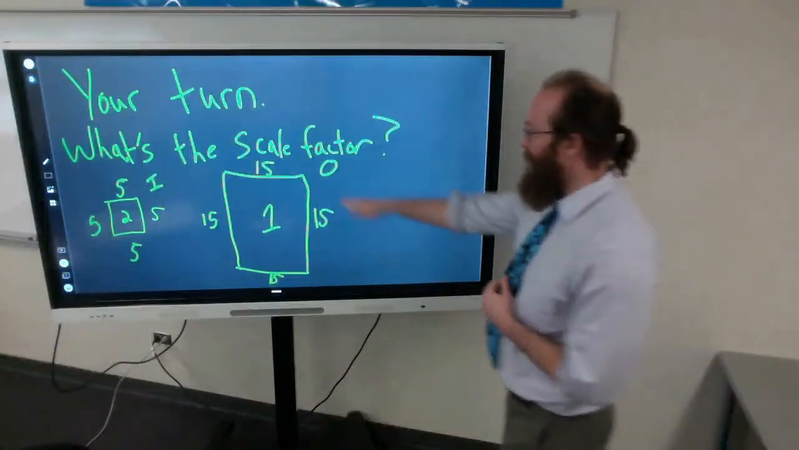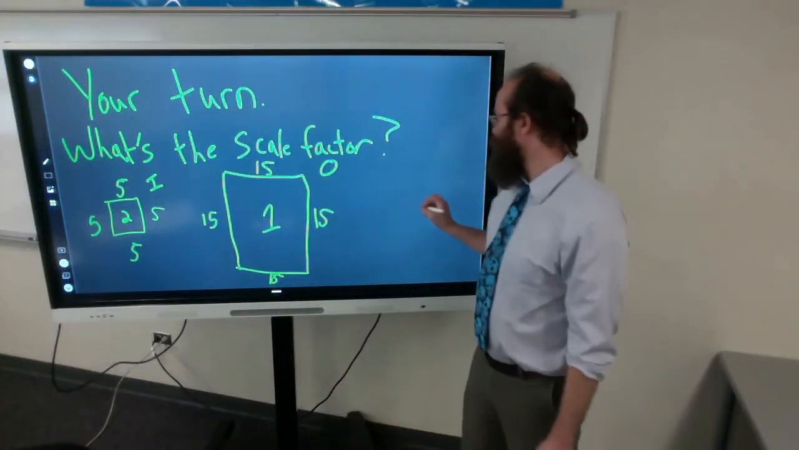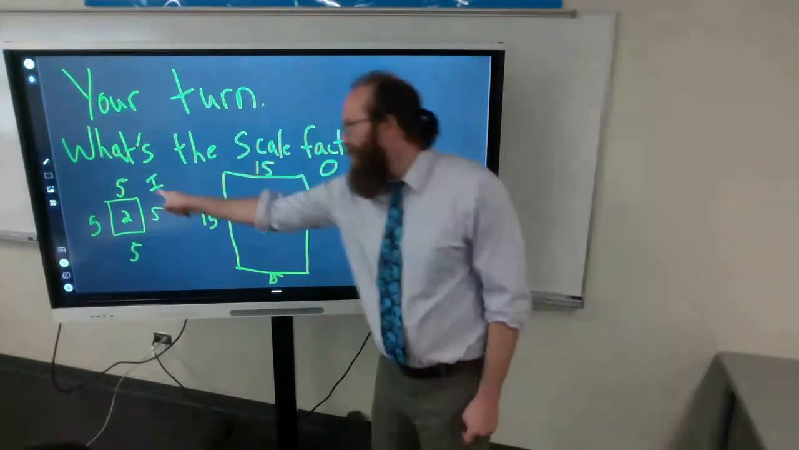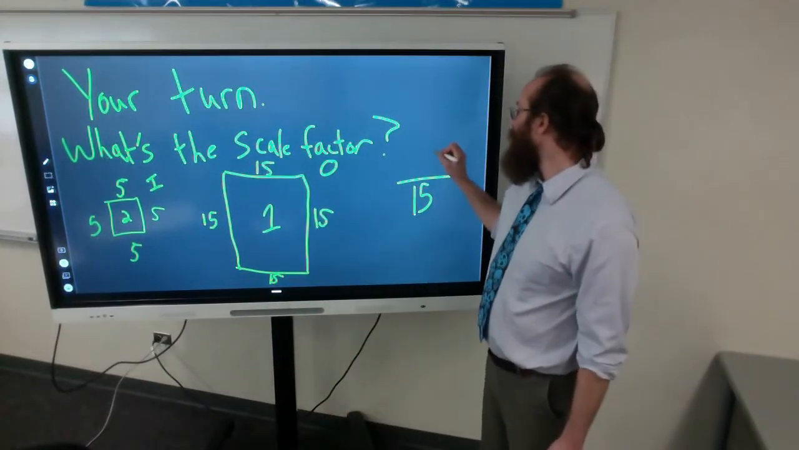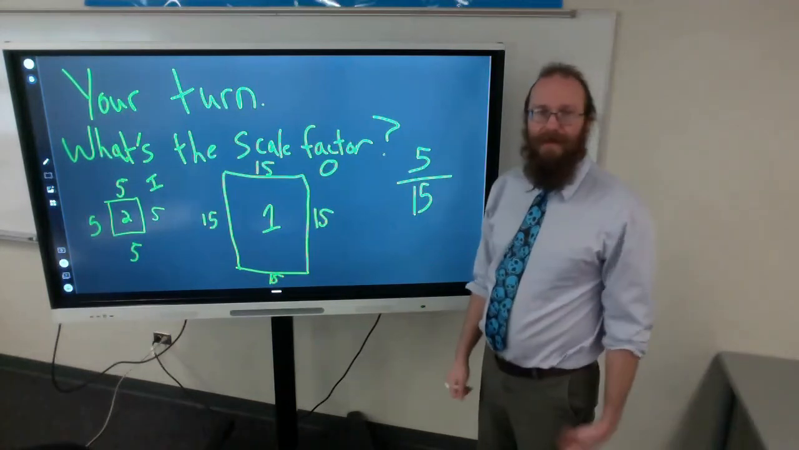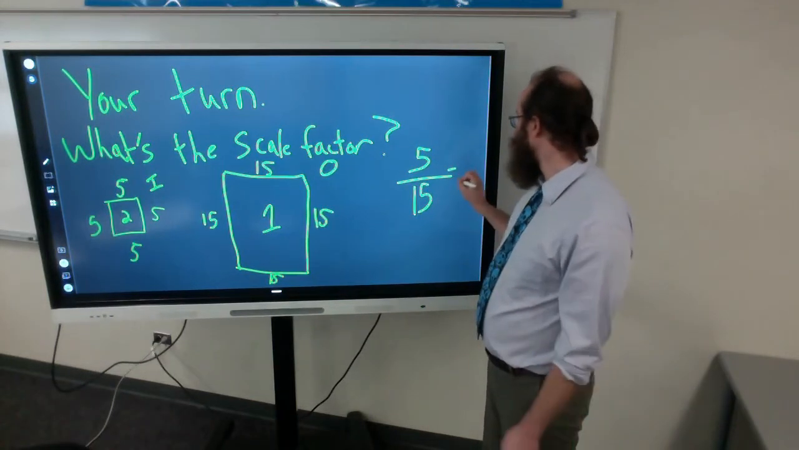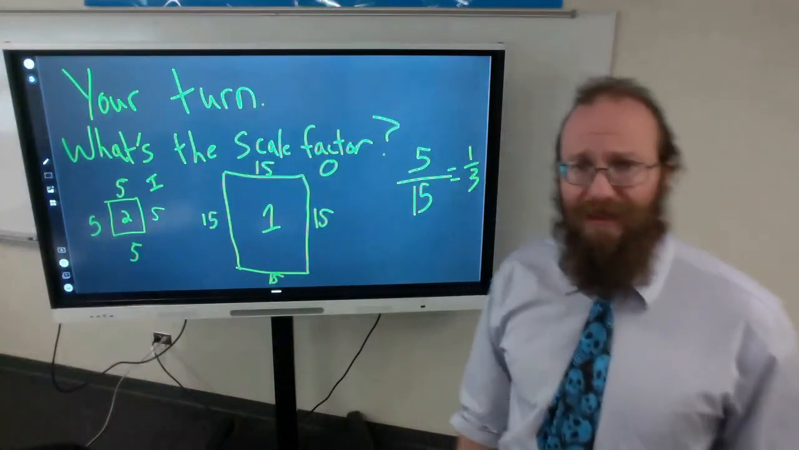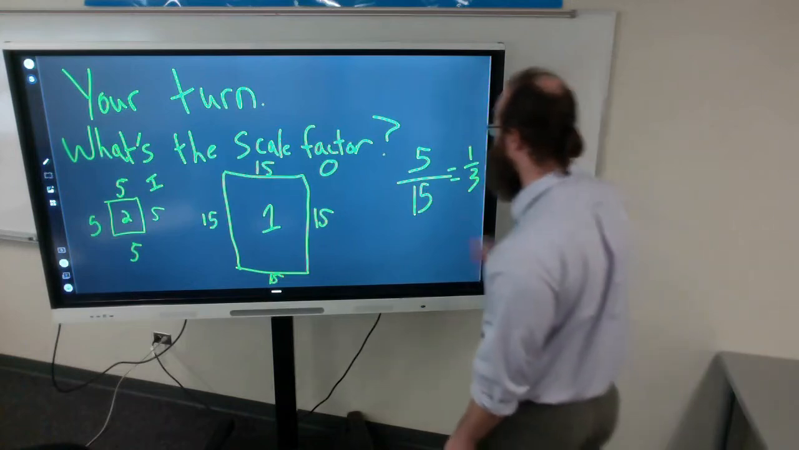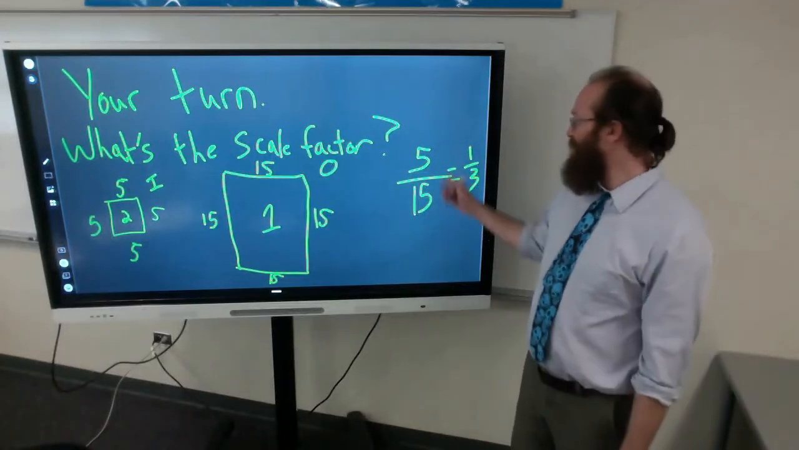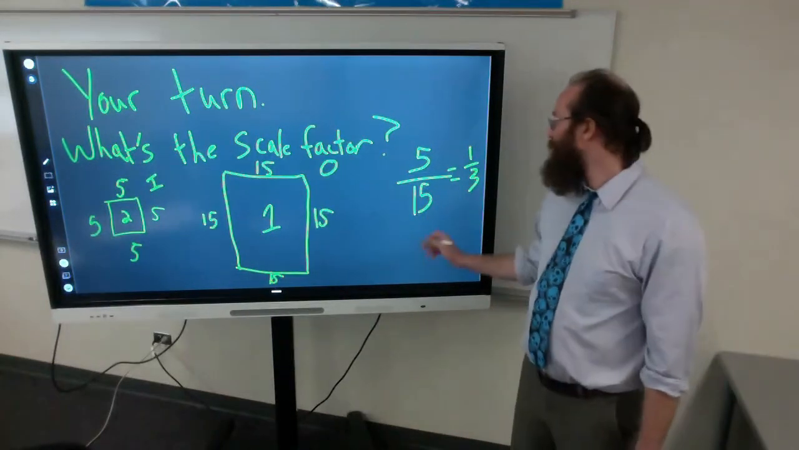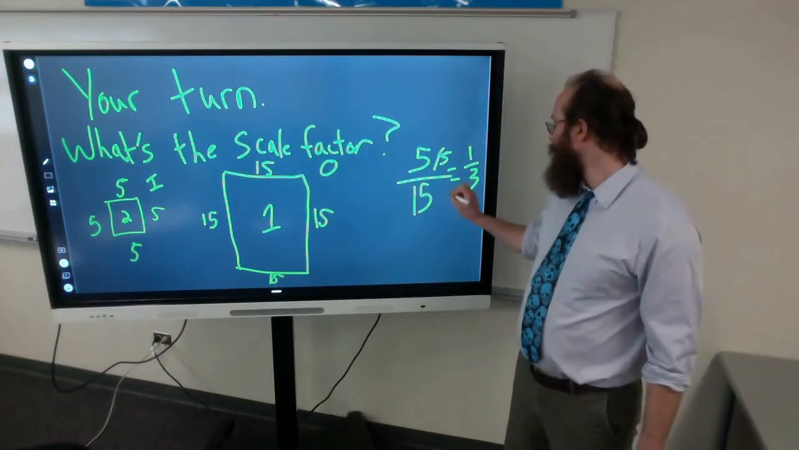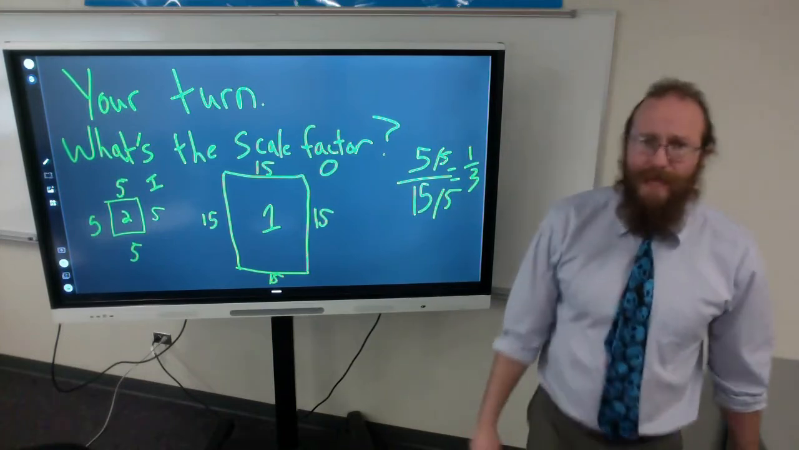Very good. What you would do is you take one side length from our first image and our original image, and that goes on the bottom of the fraction. And you take one side length from our image or our dilated figure, and that goes on top. So our scale factor in this case is 5/15, which can reduce down to 1/3. How I reduce a fraction is I'm looking for the greatest common factor of both of these numbers. In this case, the greatest common factor is 5. 5 goes into 5, and 5 goes into 15. So I can divide both the top and the bottom by 5 to get 1/3.